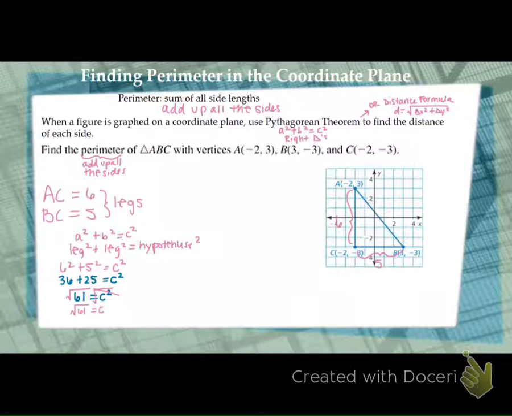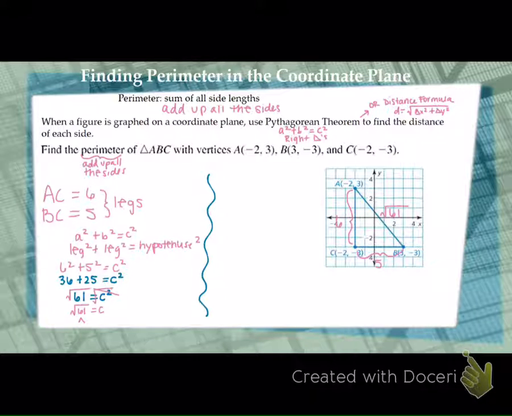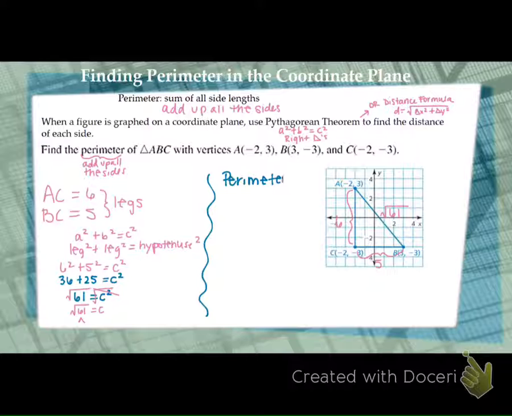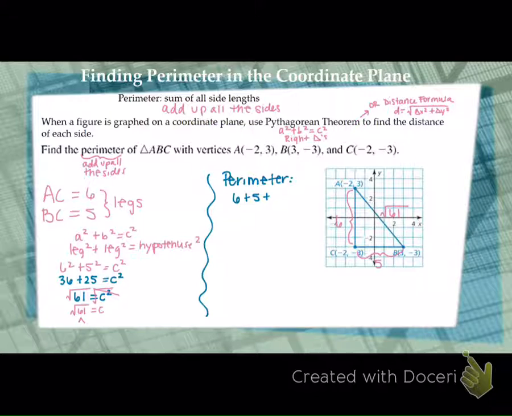We never write things as a decimal. This is the same for your quiz today. When you get to this point, you better not be plugging in your calculator to get the decimal. You should try to do a factor tree. Does anything go into 61 though? No, that is prime. So we know that this side length here is the square root of 61. So we leave it that way. So to find the perimeter, we add up all the sides. So I do 6 plus 5 plus the square root of 61.